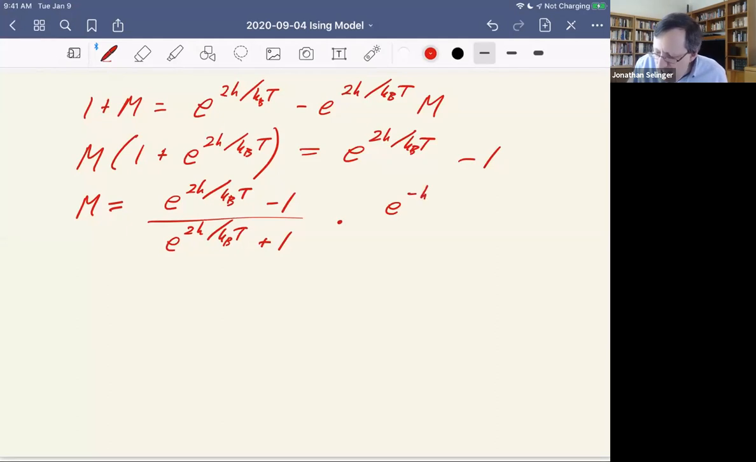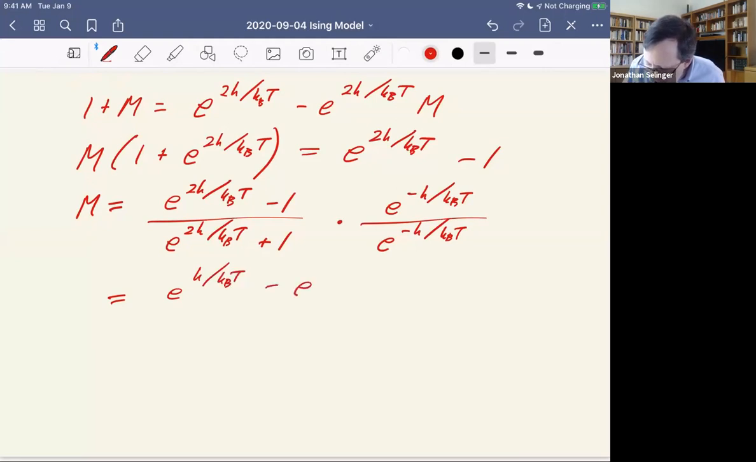Okay. And let's see, to make this look nicer, I can multiply both the numerator and the denominator by e to the negative h over kt. So if I do that, this is e to the h over kt minus e to the negative h over kt divided by e to the h over kt plus e to the negative h over kt.